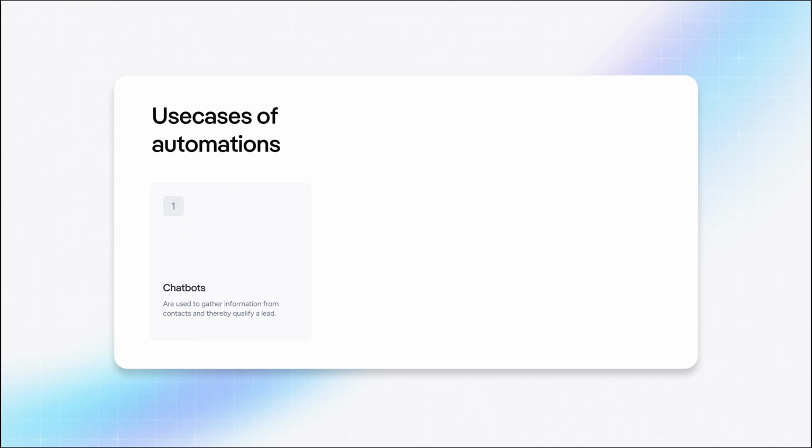We differentiate between three use cases for automations. Chatbots are great for gathering information from contacts, for example to qualify leads. Workflows process contacts internally, like adding labels or assigning them to contact lists. The third type of automation is marketing sequences, which automatically send messages like newsletters, personalized offers, or announcements.